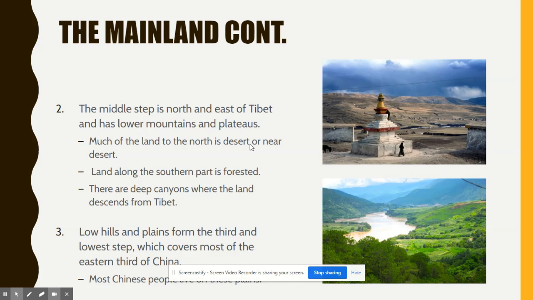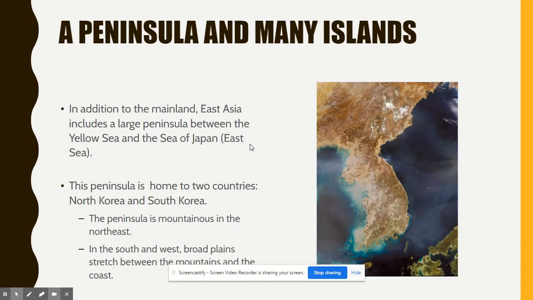So these pictures are from the East Asia area. There's also a peninsula. So this is North and South Korea here, which is bordered by the Yellow Sea to the west. And to the east over here, this is the Sea of Japan. So Japan is kind of over in this region, kind of out of the picture. And the peninsula is mountainous, but then it also has broad plains as well.